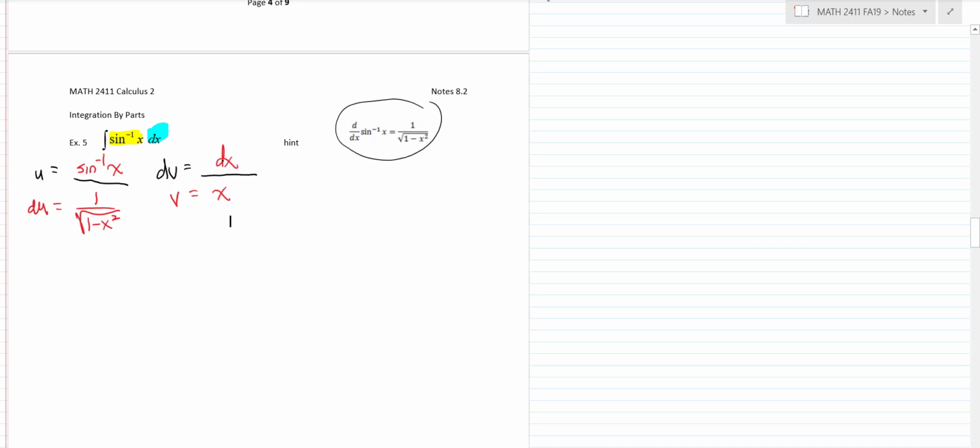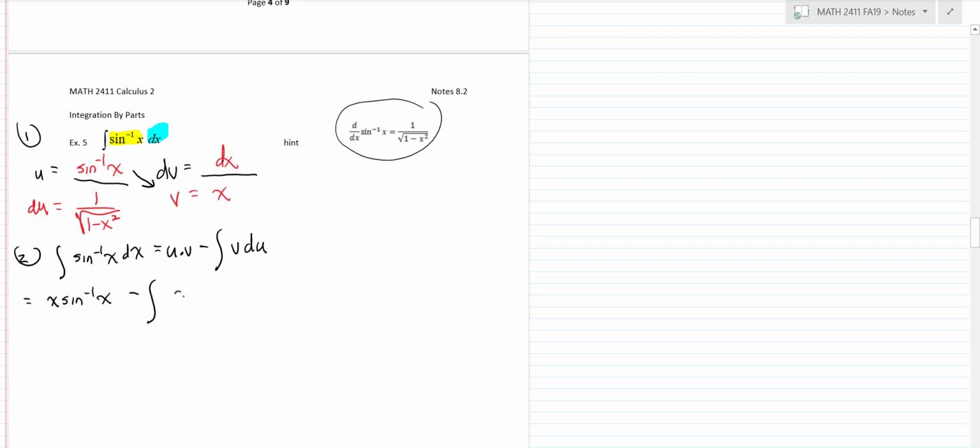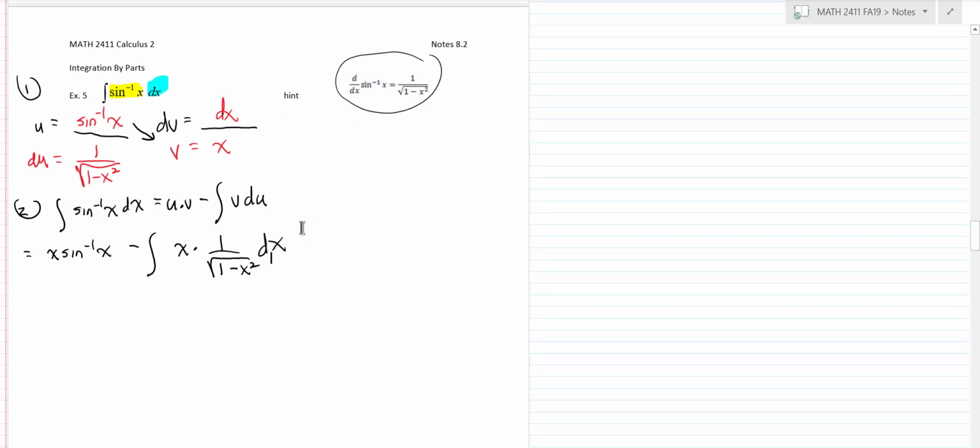So now we're ready to apply the integration by parts formula. So you start that way. Now we're going to go ahead and just do the integration by parts. So we have the integral of inverse sine of x dx. That's going to be equal to u times v minus the integral of v du. So we'll have this u times v, x inverse sine x, minus the integral of v du, so that will be x times the integral of 1 over the square root of 1 minus x squared dx. Okay, so that's how everything gets put in that formula.